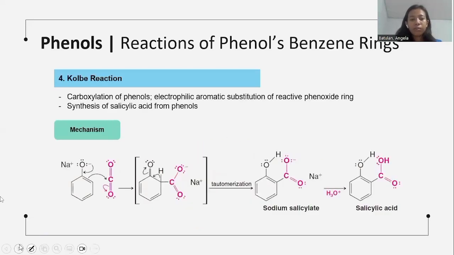So the fourth one is the Kolbe reaction, which is carboxylation of phenols. Nag-add tayo ng carboxylic acid sa phenols natin. So, synthesis siya ng salicylic acid from phenols. Ito yung phenolate ion natin mag-react sa carbon dioxide na nagsisilbing electrophile. Tapos, non-aromatic 'to. So, mag-tautomerize siya para mabalik yung aromaticity. Tapos, magiging sodium salicylate and mag-protonate. Ito yung mag-form ng salicylic acid, may carboxylic acid na siya. Tapos yung salicylic acid, pwede siyang mag-react with acetic anhydride to form yung acetylsalicylic acid or yung aspirin.